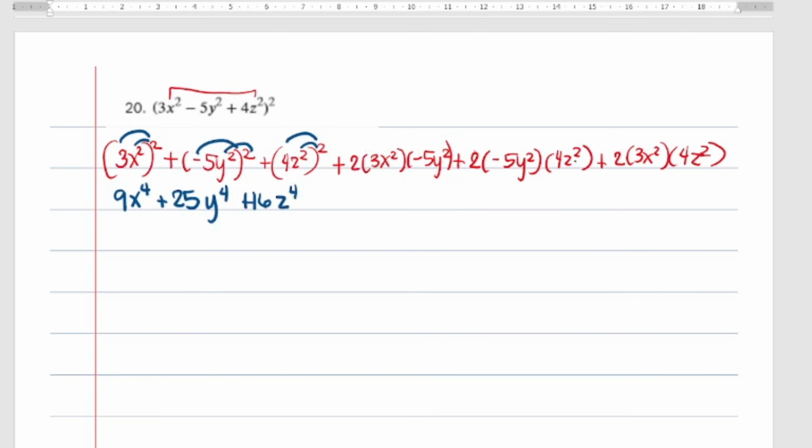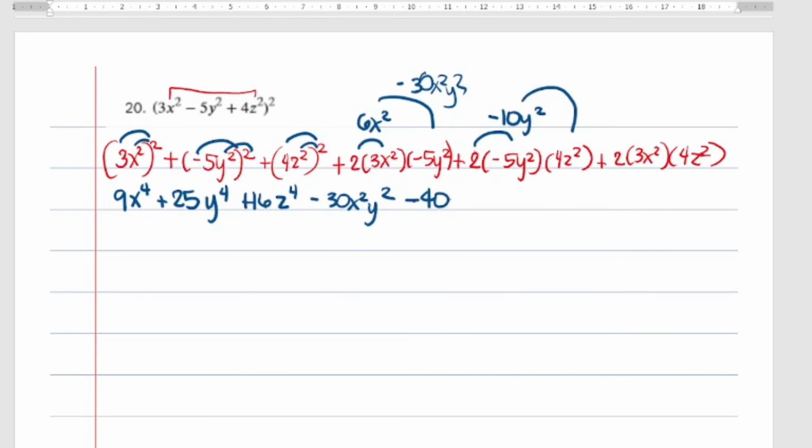Now let's simplify the next 3 terms. 2 times 3x squared, that's 6x squared. Times negative 5y, that's negative 30x squared y squared. Next. 2 times negative 5y, negative 10y squared. Then multiply again, that's negative 40y squared z squared. Then 2 times 3x squared, 6x squared times 4z squared, we've got positive 24x squared z squared. Now let's look if there are like terms that can be combined. None. So this is now our final answer.